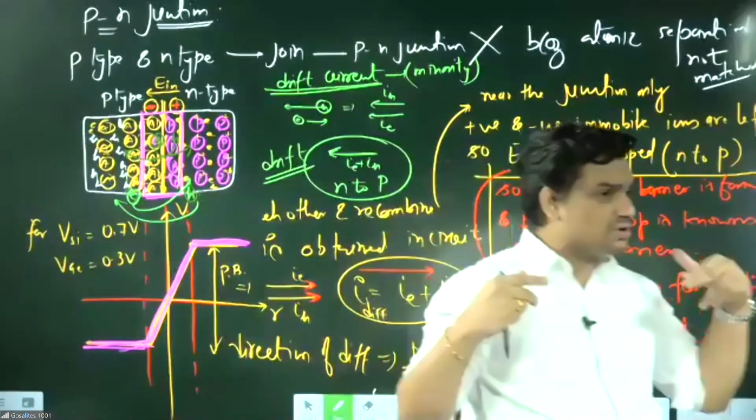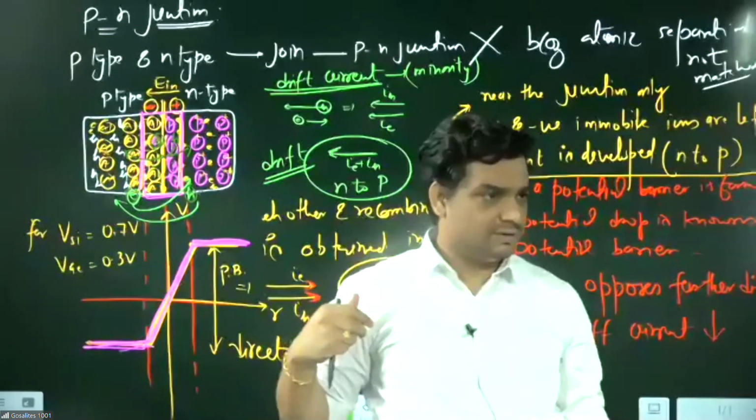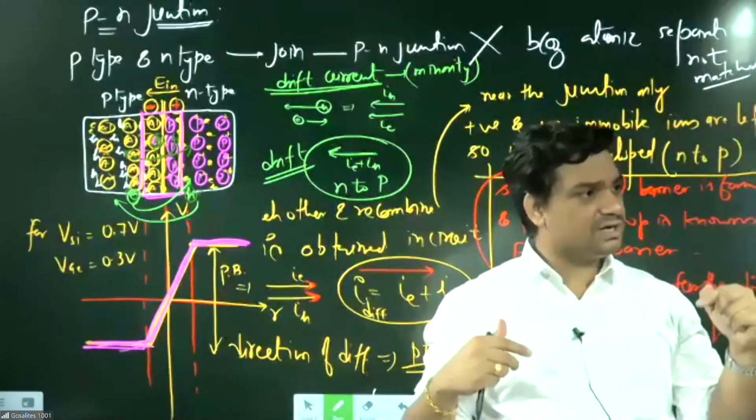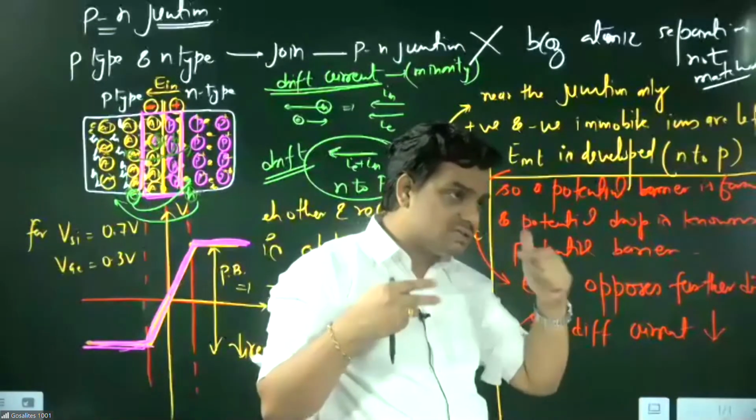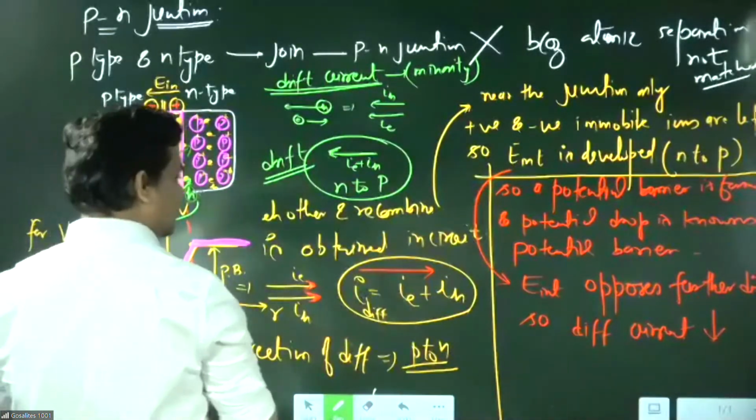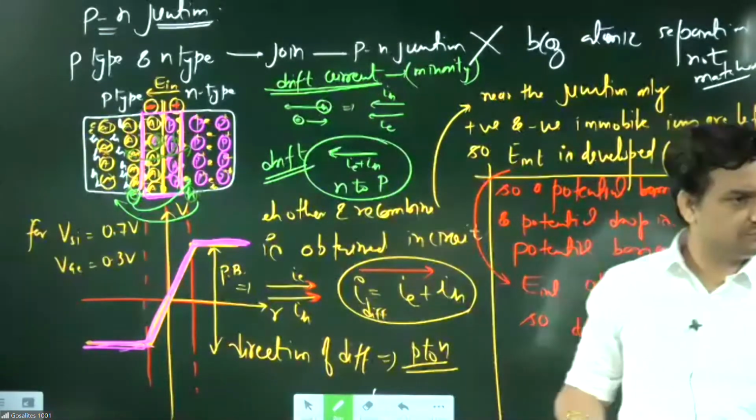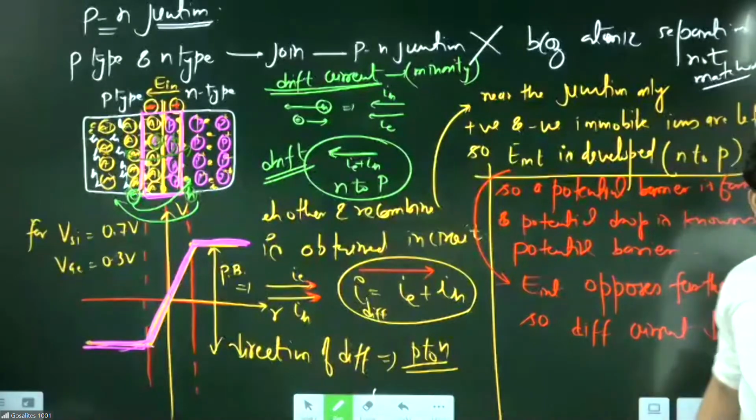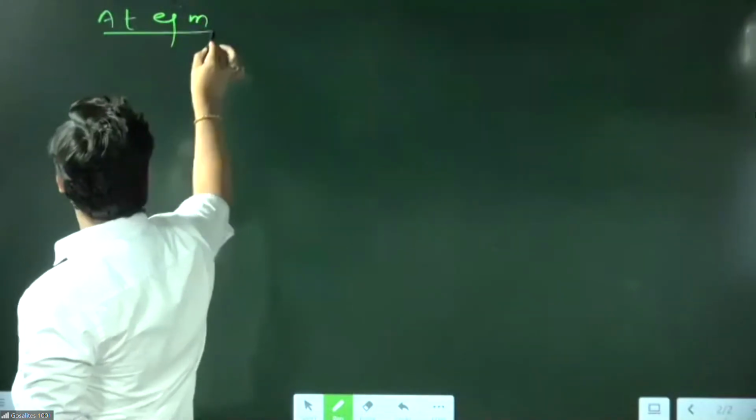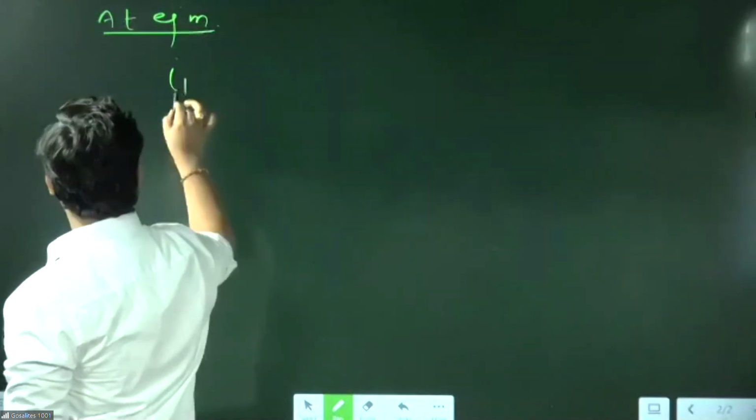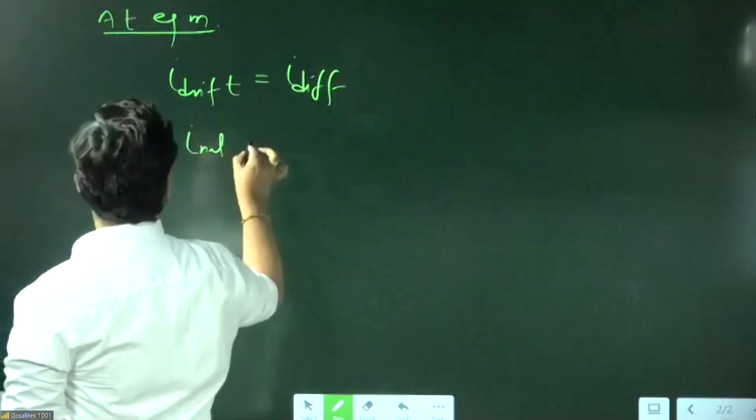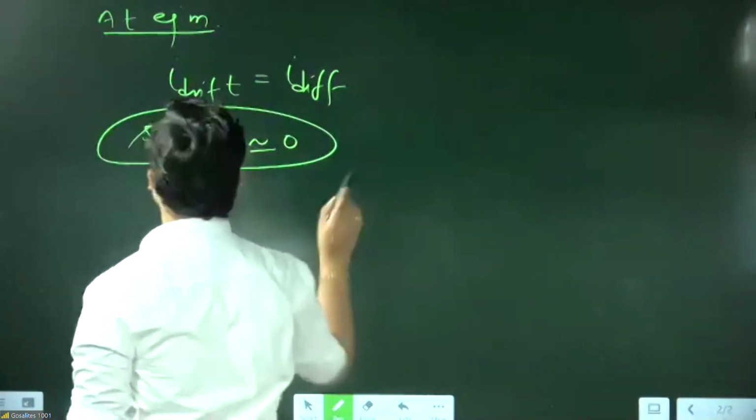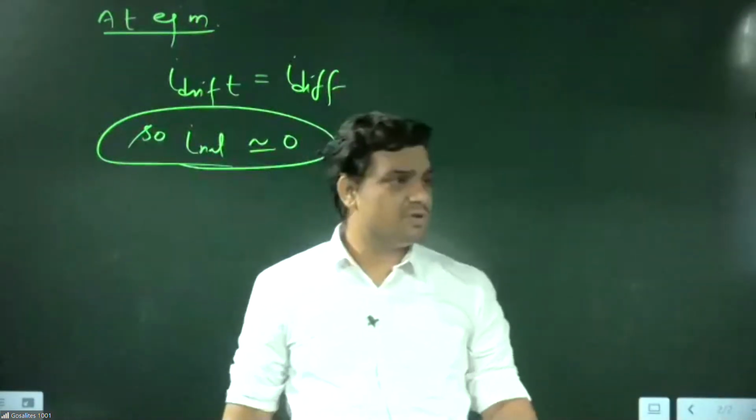So two types of currents are there: one is the drift, one is the diffusion, and at equilibrium both are the same. So is there any net current? At equilibrium, I_drift is equal to I_diffusion, so I_net becomes 0. I_net is 0 at equilibrium. There is no net current, because drift and diffusion are the same.